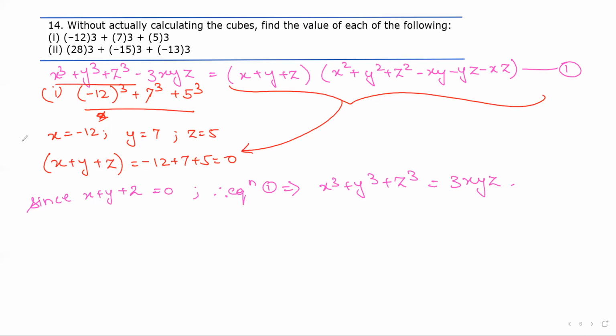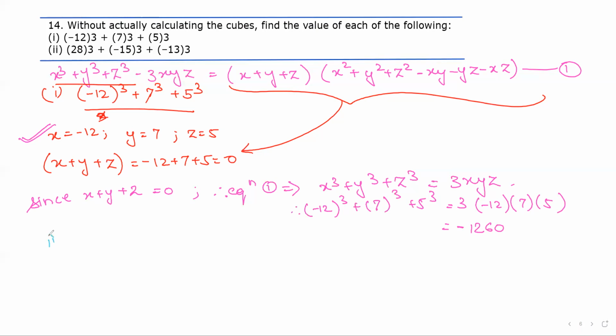So now, applying the x, y, z values in this equation, we get minus 12 whole cube plus 7 cube plus 5 cube is equal to 3 times minus 12, 7, 5. You have to multiply this to get minus 1260. Next. And the second part as well.